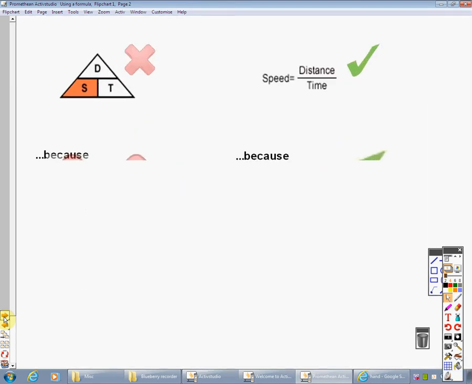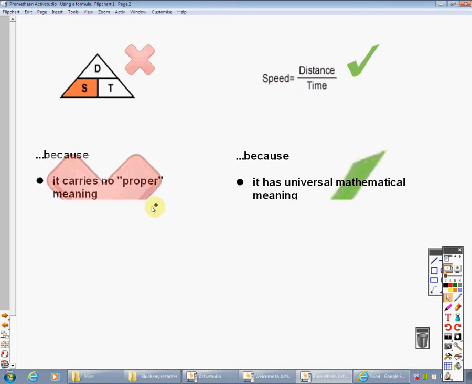Okay, when rearranging formulas or using formulas, we don't like using an image like this, but we do like using a formula. We don't like the image because it carries no proper meaning, whereas the formula has a universal mathematical meaning. We all know that this means the distance divided by the time will give us the speed.